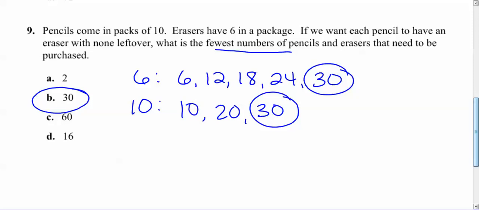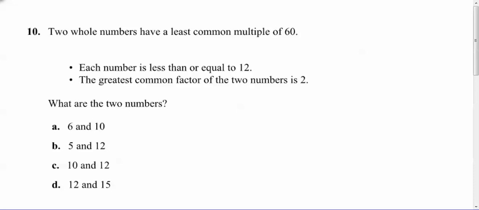All right. The next one: 2 whole numbers have a least common multiple of 60. So this question gives you 3 criteria that you have to match. This was one of the most commonly missed questions, and I think it's because kids didn't read this one carefully. So you need to find 2 whole numbers that have an LCM of 60.